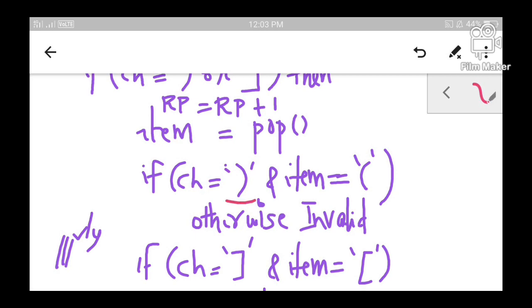If a normal right parenthesis is read through the keyboard, then the item which is removed from the stack is matched with it. I repeat, whenever you read a right parenthesis, immediately you have to remove the topmost element from the stack, and you have to compare two things: the CH, that means the character just read, and the value which is removed from the stack.